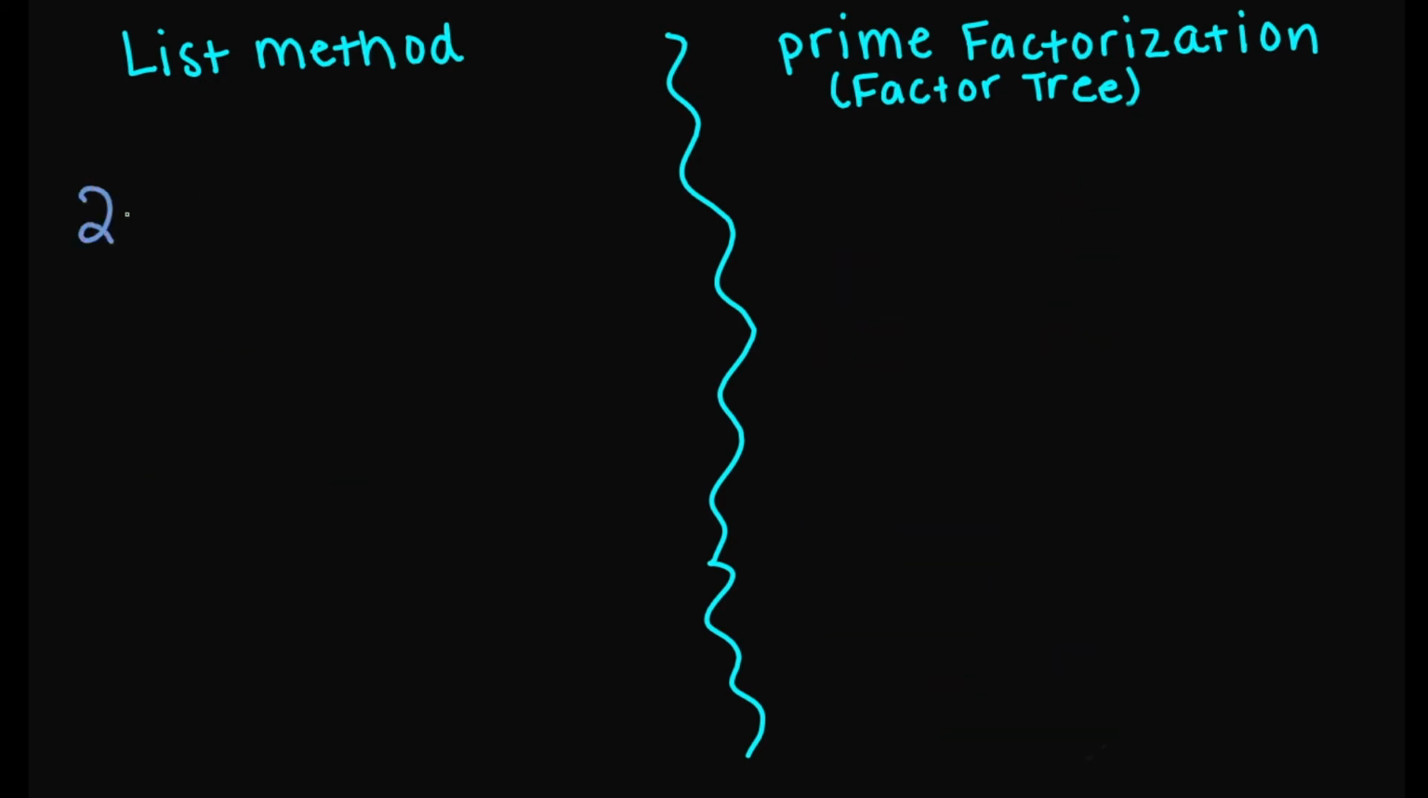Let's try 21 and 35. So let's list the factors for 21. We have 1 times 21. That's going to give us 21. And then we have 3 times 7. That's also going to give us 21.